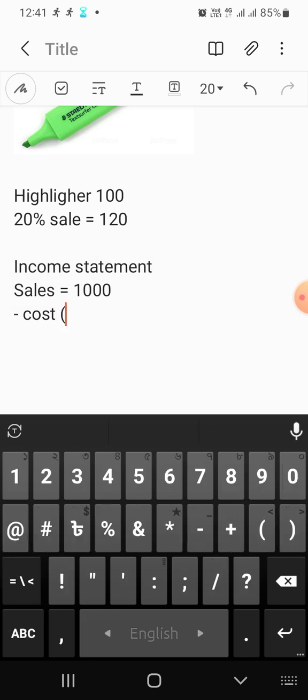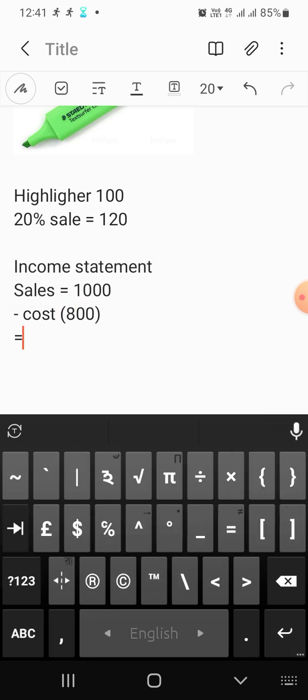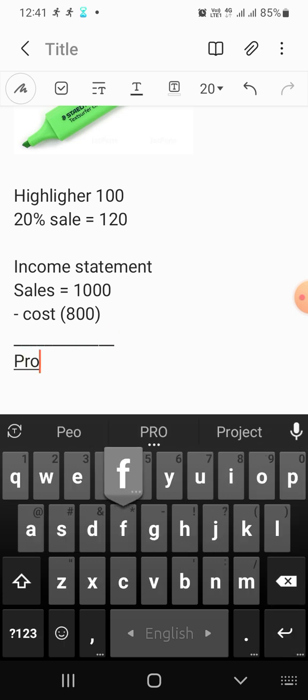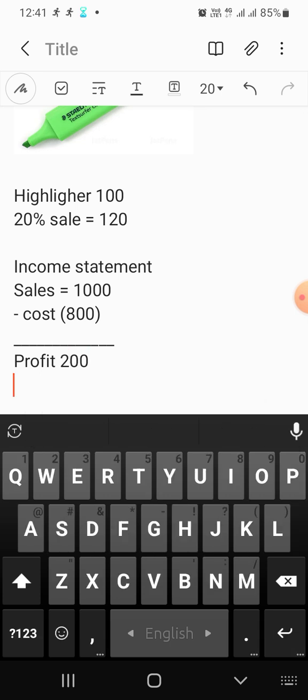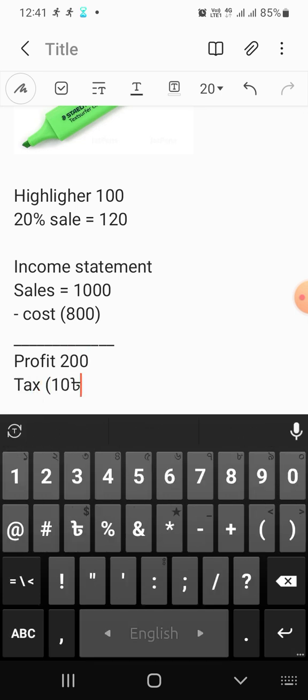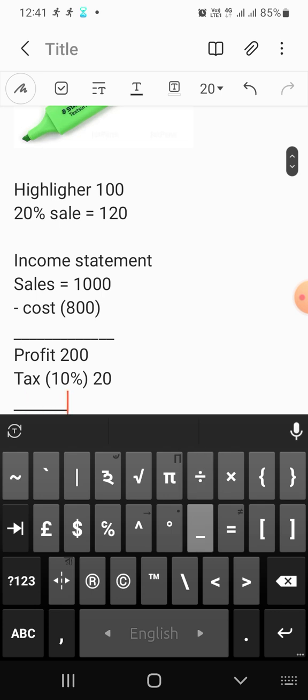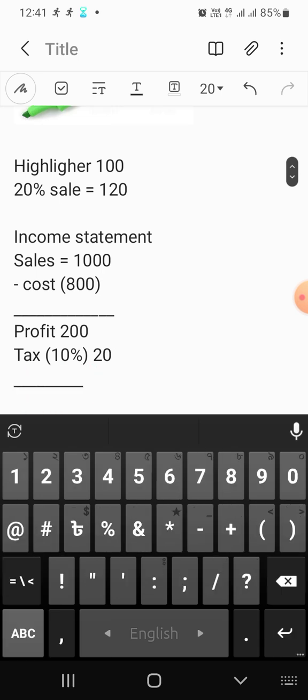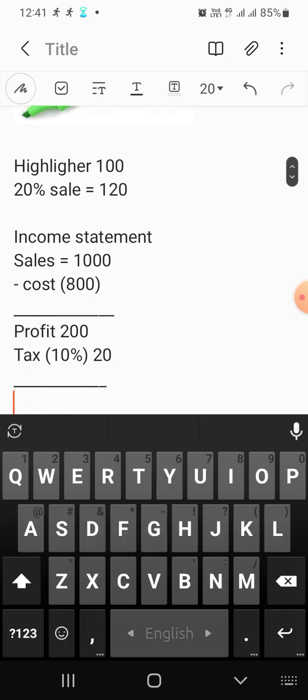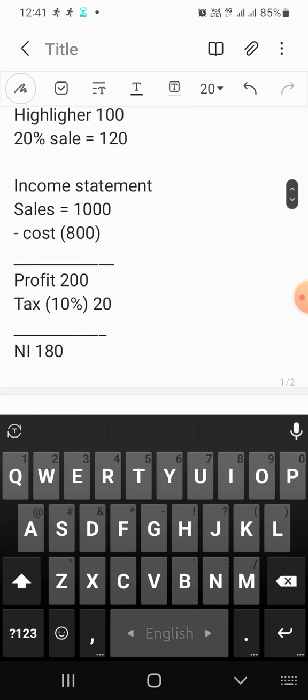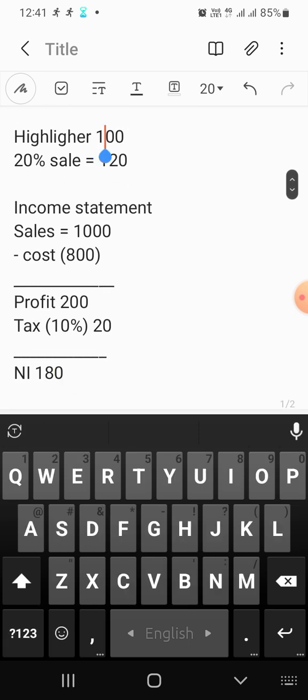So for example, the cost is 800. If the sales is 1000 and the cost is 800, then the profit will be 200, and let's assume tax is 10%. So I have to give 20 taka tax here, and my net income remains 180. So this is the income statement of the first month when my sales unit is 100.